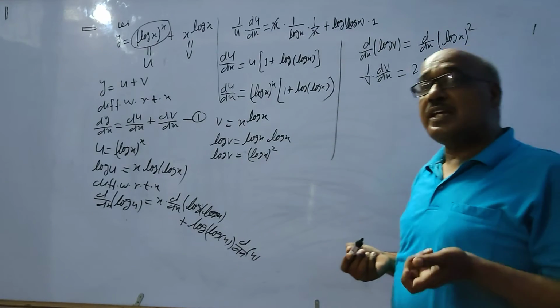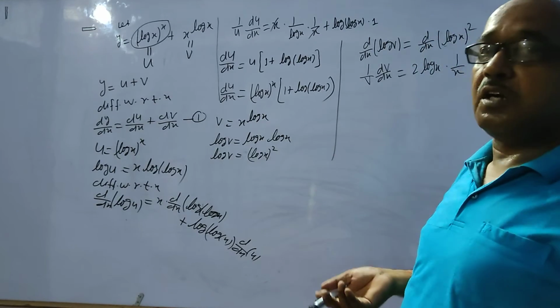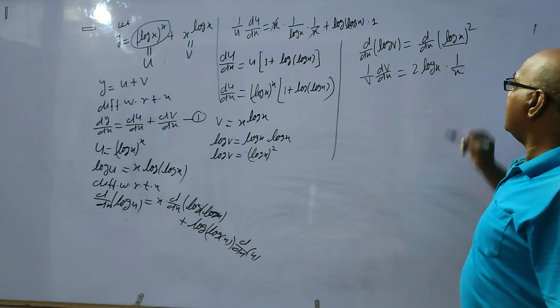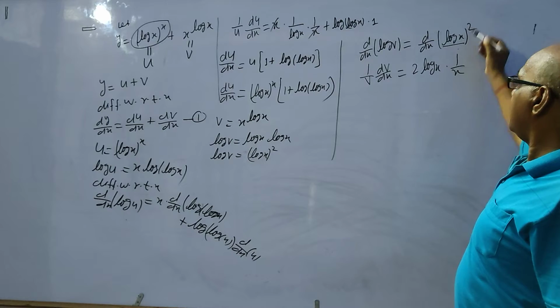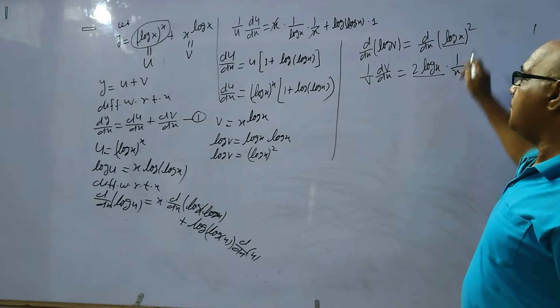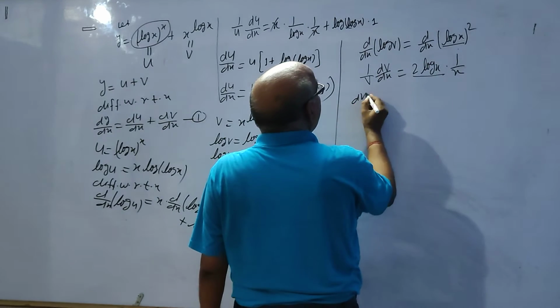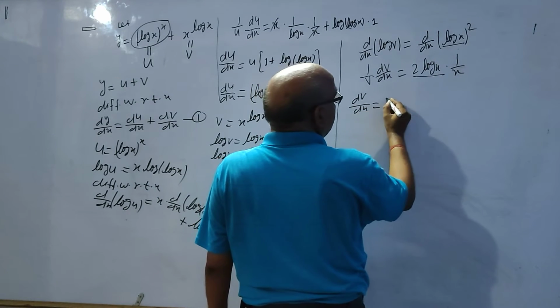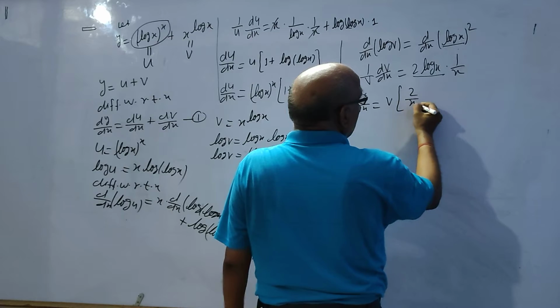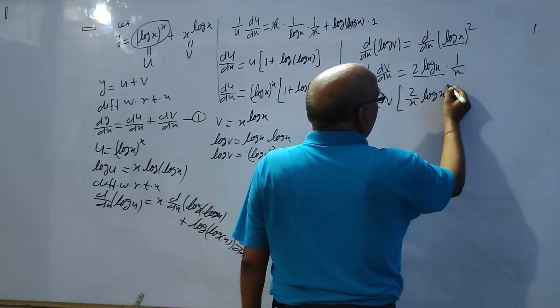As you know differentiation of x square is 2x और x का 1 होता है. यहाँ x के प्लेस पर कितना है? That is log x. So differentiation of (log x) whole square is 2 log x and differentiation of log x is equal to 1 upon x. Use cross multiplication. Therefore dv over dx is equal to v times 2 upon x into log of x.